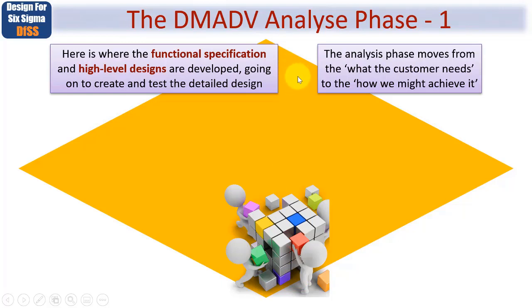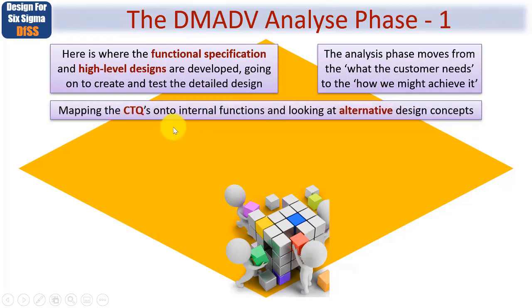It's here where the functional specification and high-level designs are developed, and then going on to create and test that detailed design. To help put this in context, this analysis phase moves from the what the customer needs to answering questions such as how we might achieve it. So here you'll be mapping the critical to quality elements onto internal functions and looking at alternative design concepts.